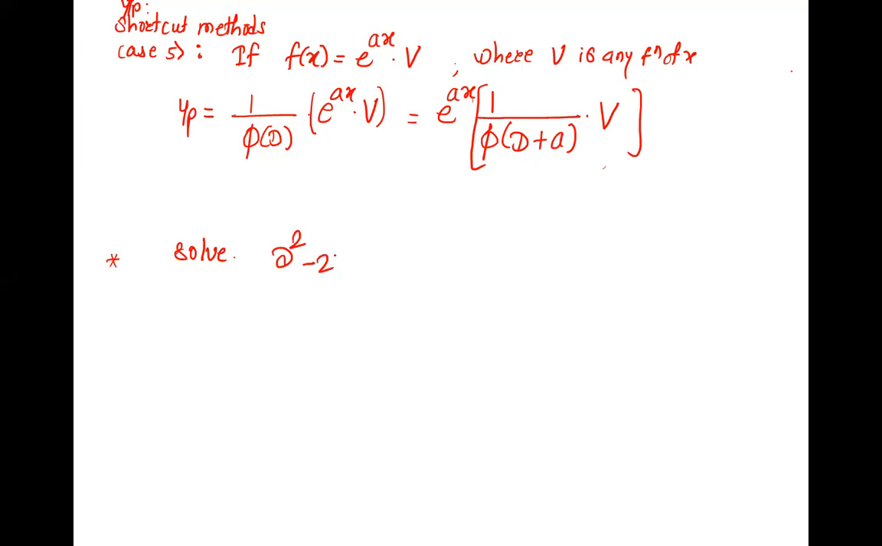D square minus 2d plus 1 y is equal to x square e raised to 3x. See the function on the right hand side.